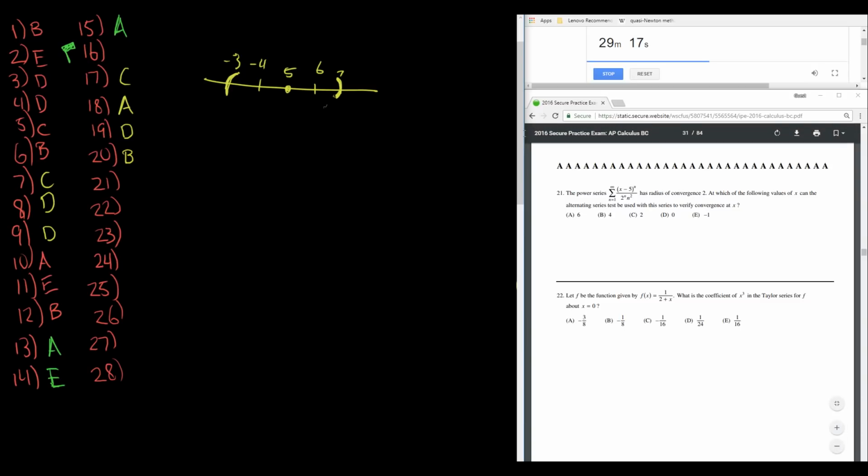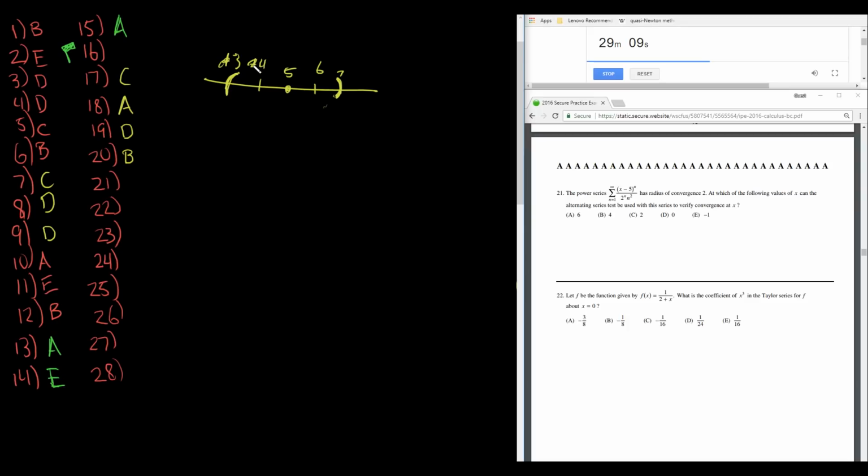Okay, so the only, why am I writing negatives? These should be just a regular 4 and 3. So the which of the following x? All right. So you would think, hey, both 6 and 4 are within this radius, and that's correct. So it's either A or B.